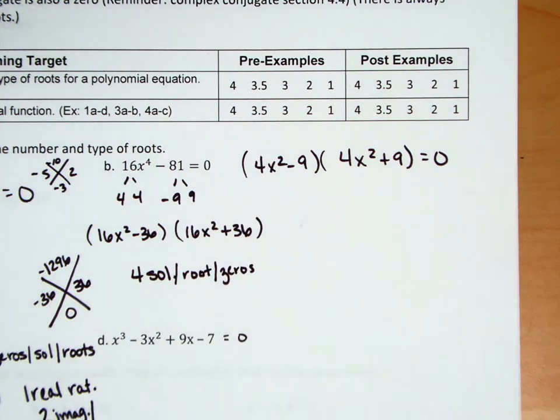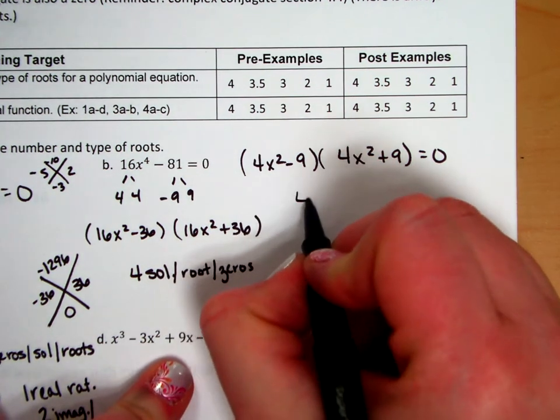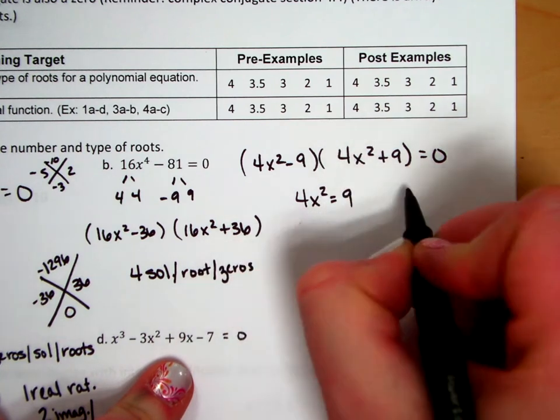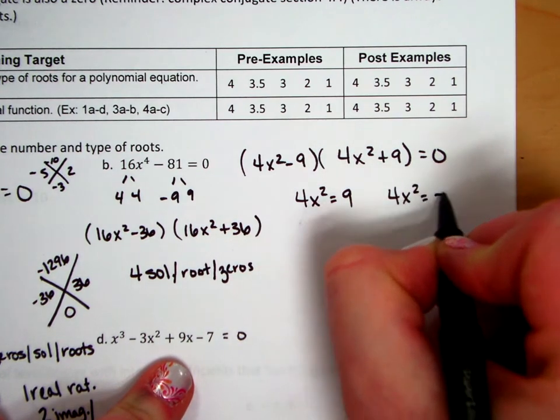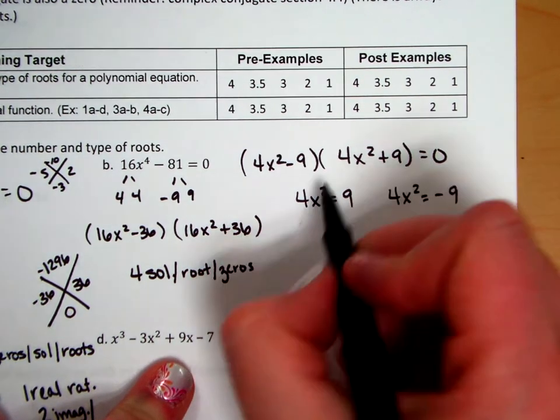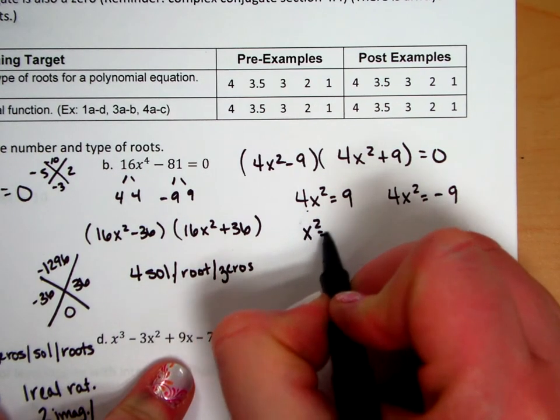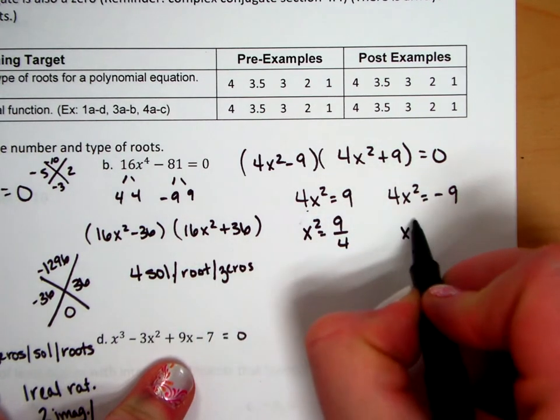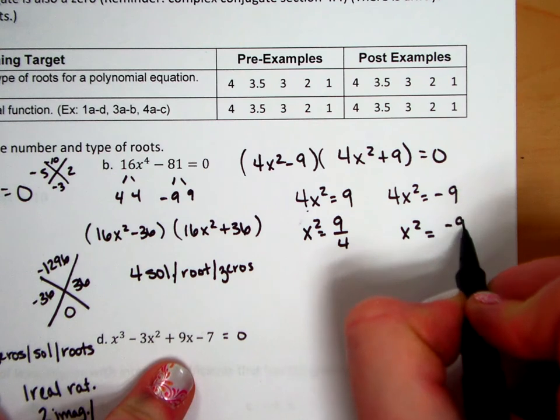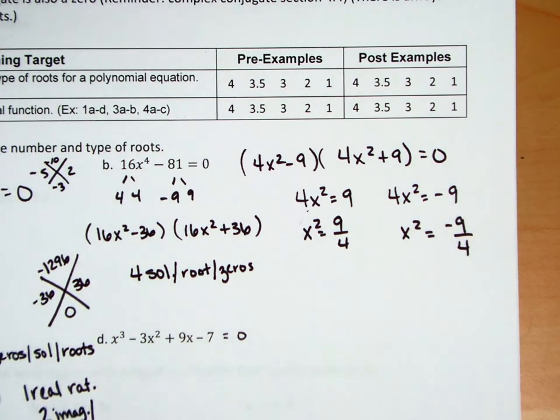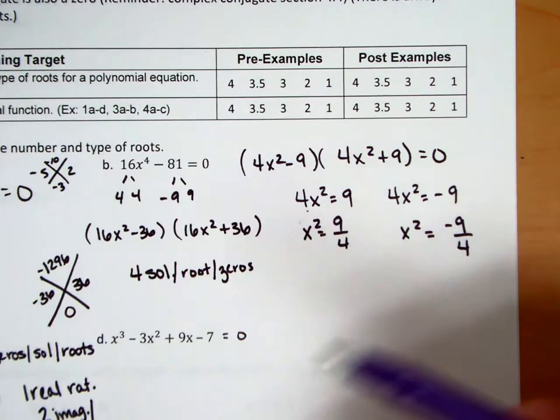I don't care which word you use. And then what type are they? Looking at it, I can't just tell you, but I can hypothesize that I'm probably going to have some imaginary going on because I have a difference of squares. Solve this. You have 4x squared equals 9. 4x squared equals negative 9. Divide by 4. X squared equals 9 divided by 4. X squared equals negative 9 divided by 4. Take the square root of both. So I'm going to do that here in a purple pen.